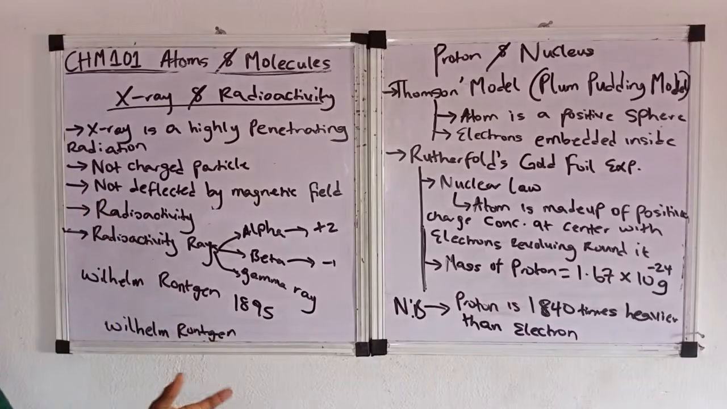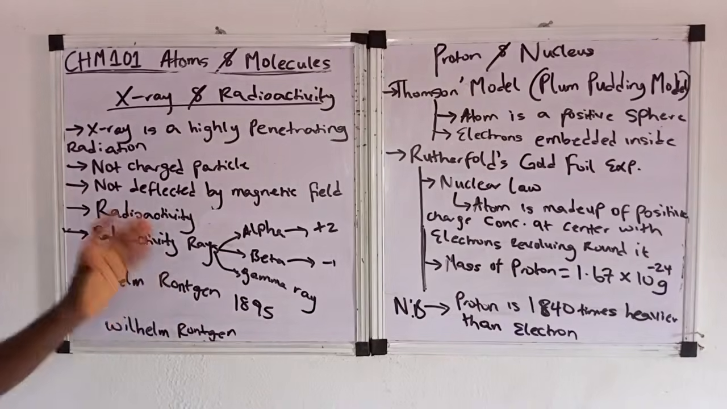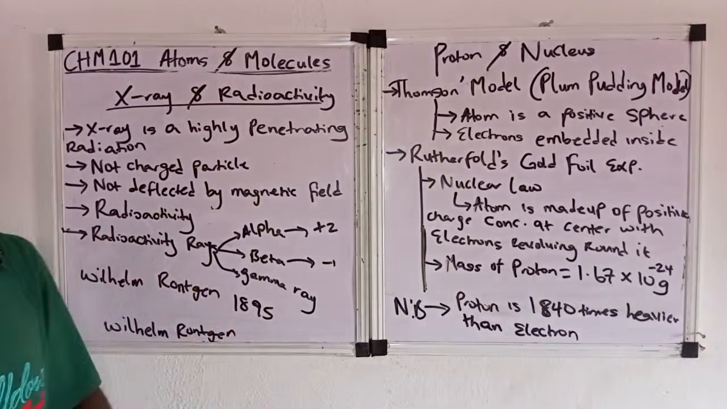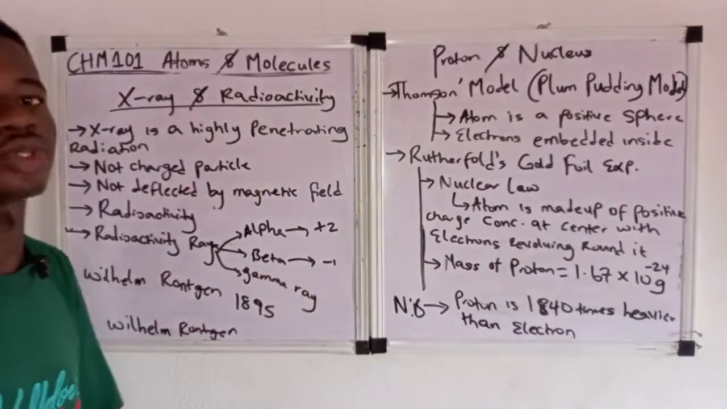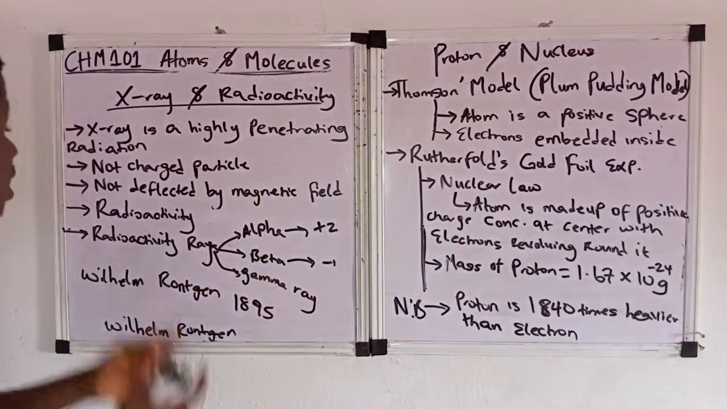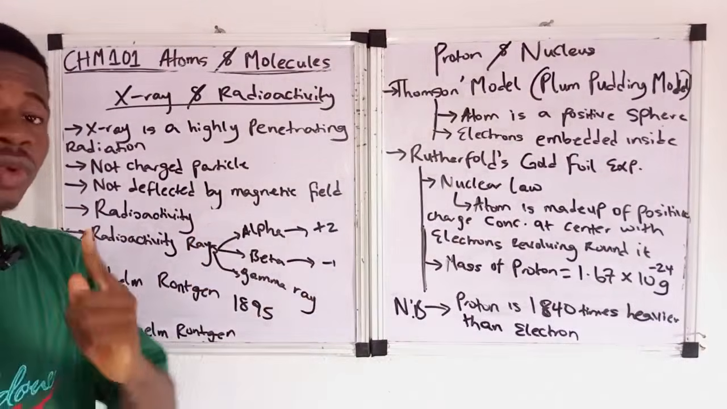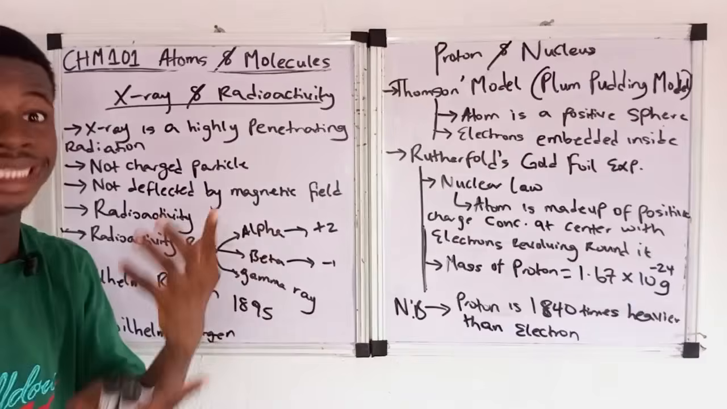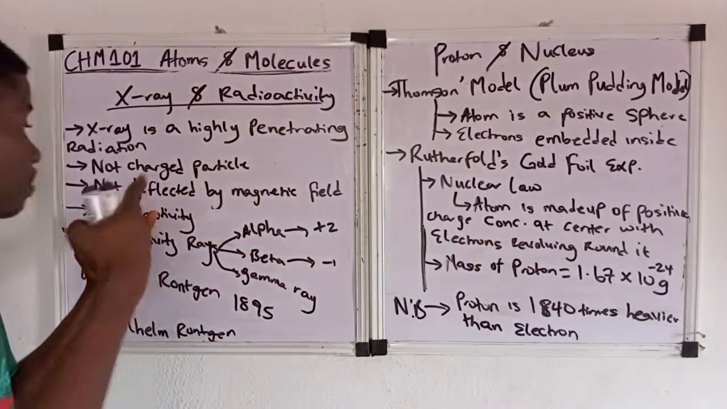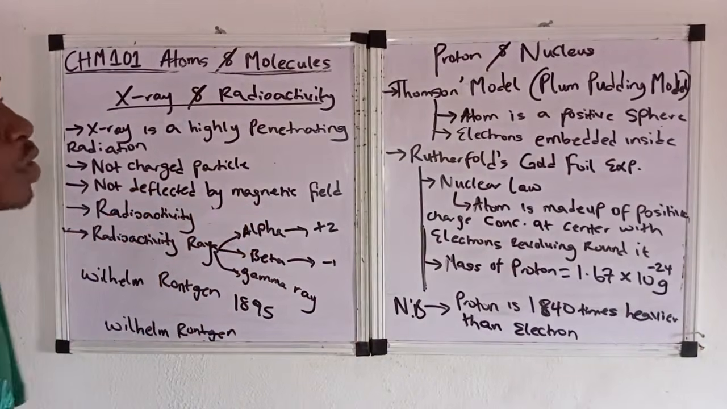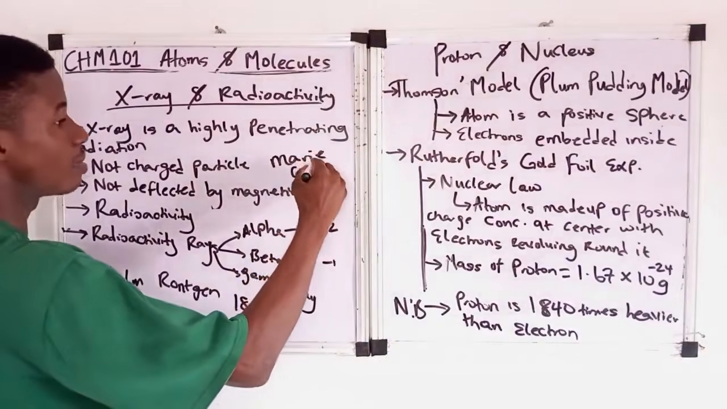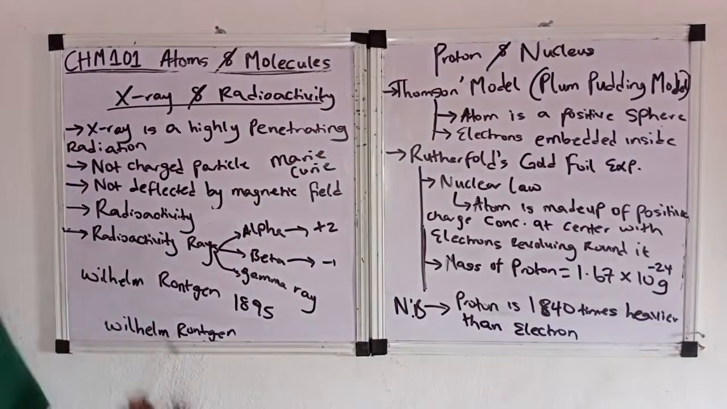Now let's move to radioactivity. Like I said earlier, I will just talk a little about radioactivity. Radioactivity is the spontaneous emission of radiation by a radioactive substance. It can be a radioactive element. The name radioactivity was proposed by a woman known as Marie Curie. So Marie Curie named this process radioactivity.